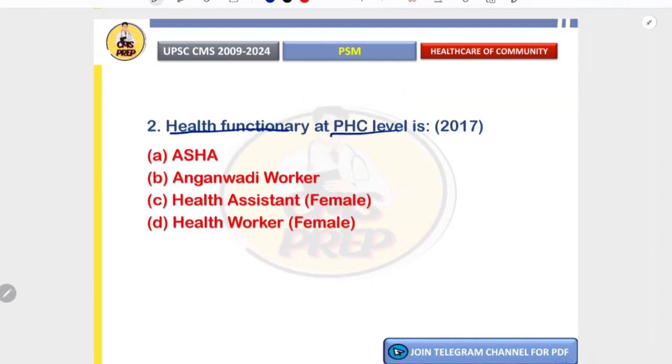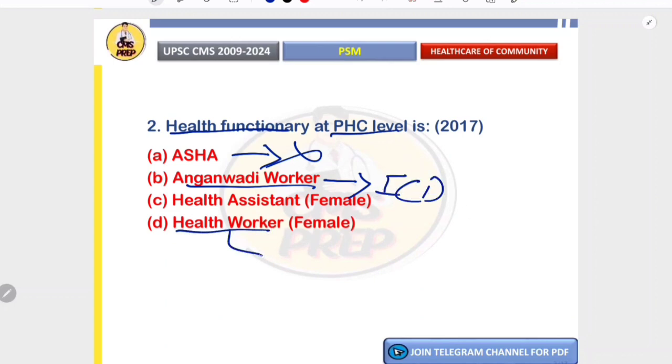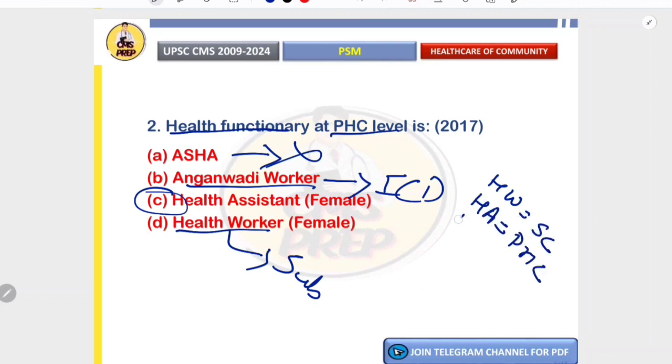Health functionary at PHC level is? So Asha works at community or village level. It is incorrect. Anganwadi worker is working under ICDS scheme and works at village level. Health worker works at sub-center. So the correct option is health assistant. See, health worker works at sub-center, health assistant works at PHC, and health supervisor works at CHC. So the health functionary at PHC level is health assistant.